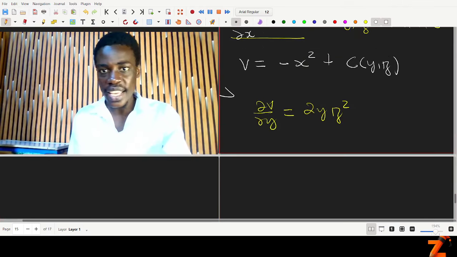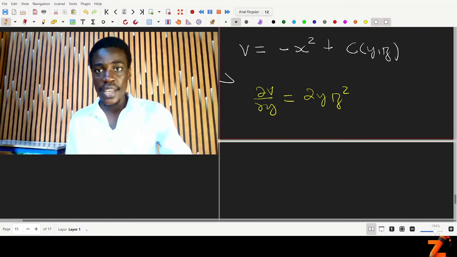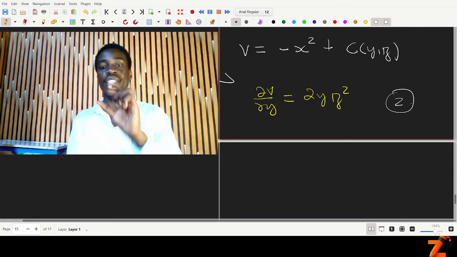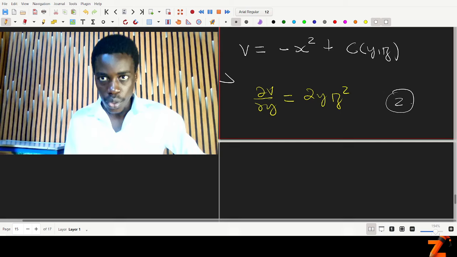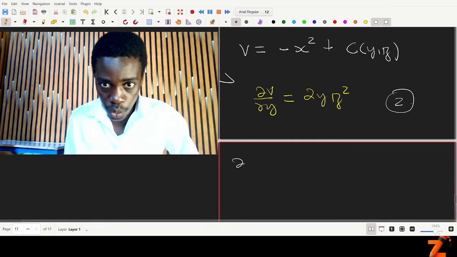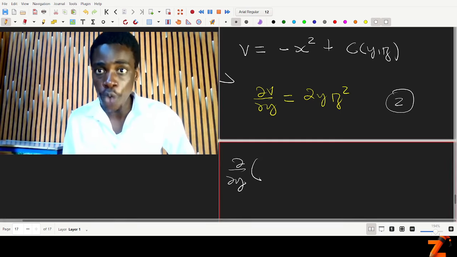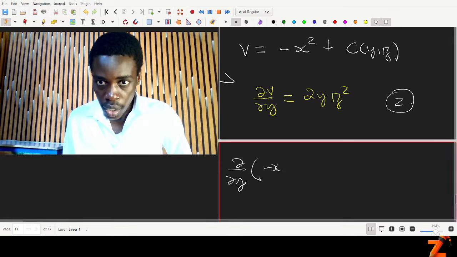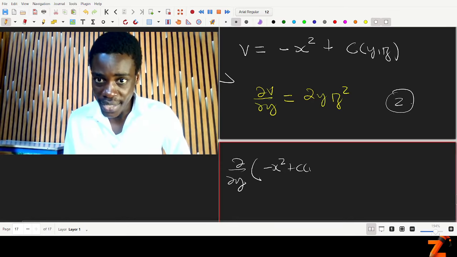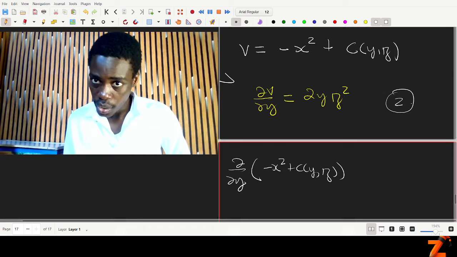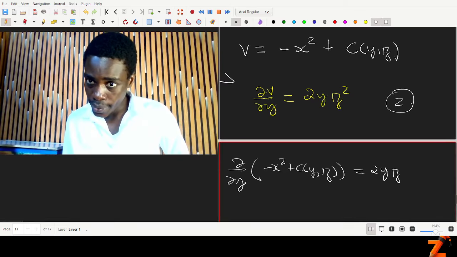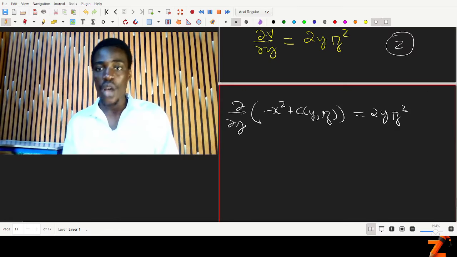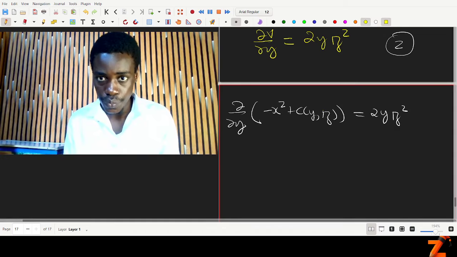Okay, so I replace, like I said previously. It's like a game. I have to replace v in this second equality of our system. So I will obtain the derivative with respect to y of the v I found: negative x squared plus c of y and z, equal to 2yz squared. So what is the derivative with respect to y of this expression?